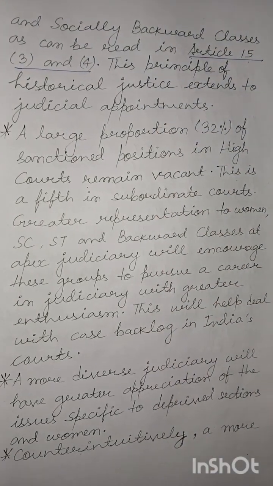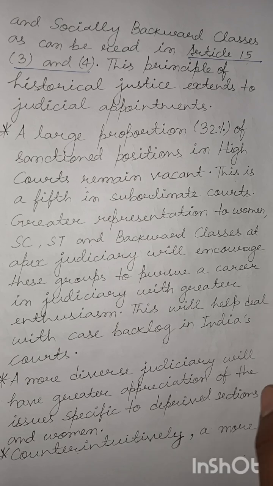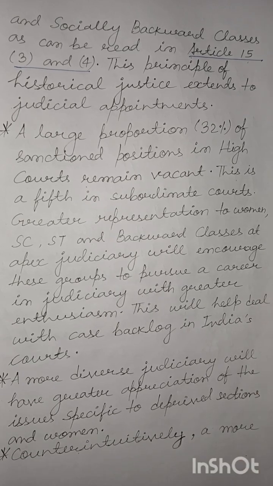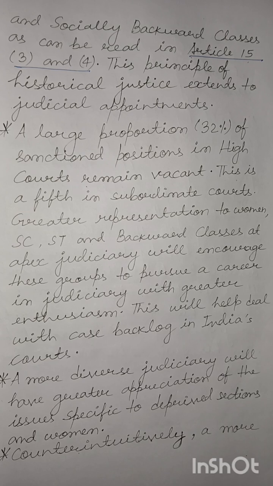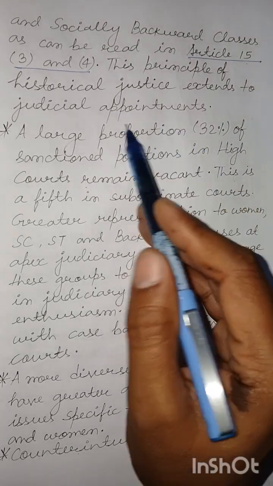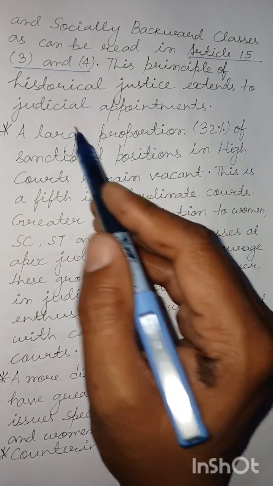These two articles, that is Article 15(3) and 15(4), talk about special provisions for women and people from the deprived sections, that is people from scheduled castes, scheduled tribes and the backward classes, as the Constitution itself has a commitment to special treatment for these sections, due mostly to historical injustices that have been meted out to them. Appointing more and more of these people to the bench, that is to the higher judiciary, would be one of the means to ensure them historical justice.